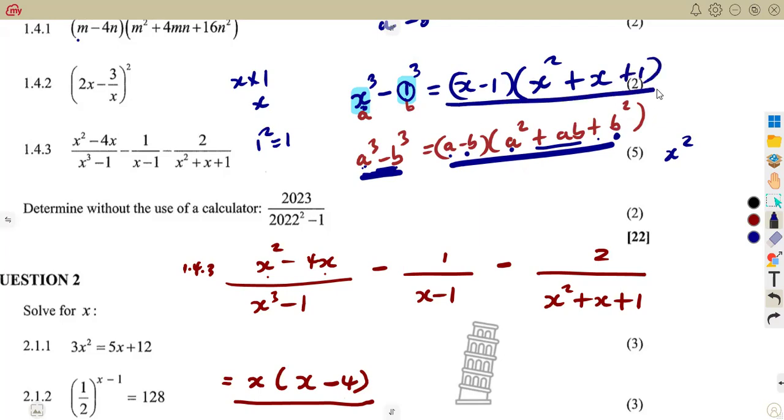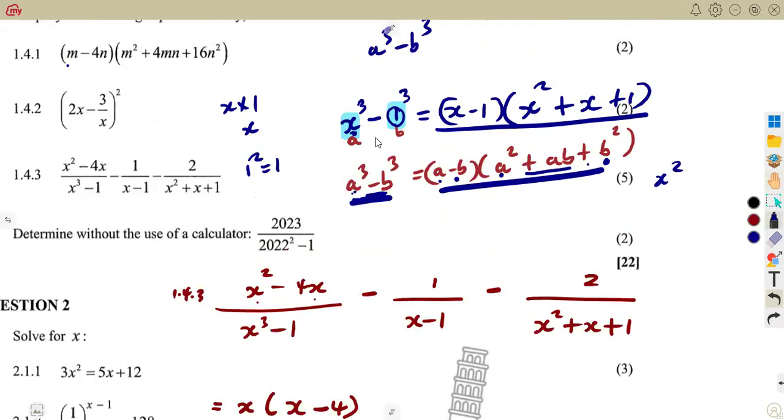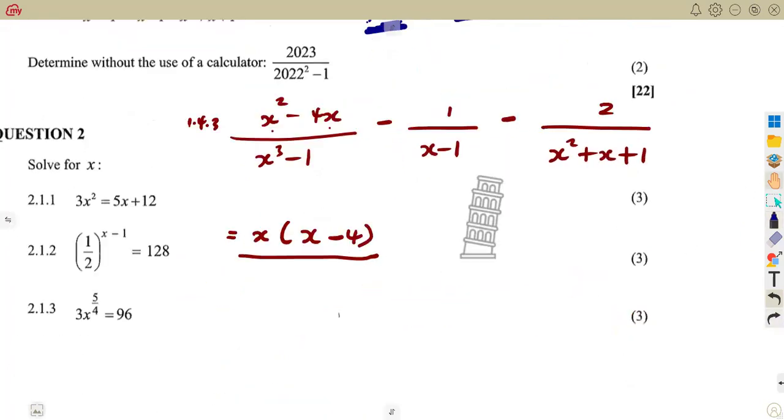So this is it, guys. This is what you're going to have. So we are going to take this bracket in place of x cubed minus 1. These are the two brackets that you're going to write. X minus 1 into that. All right, so that's it, guys. So we got x minus 1 into x squared plus x plus 1, just like that.